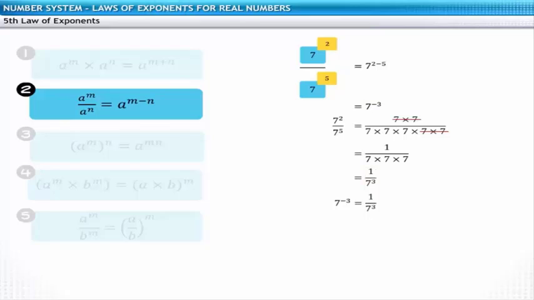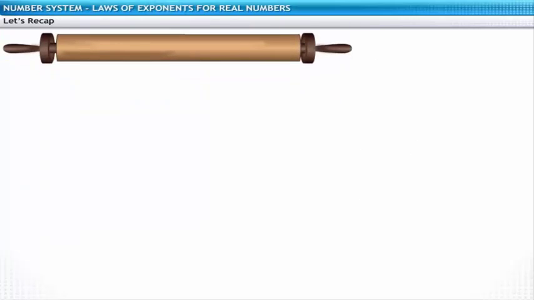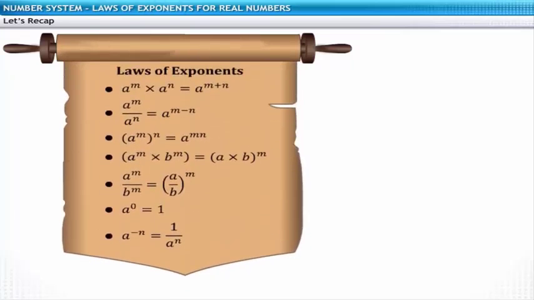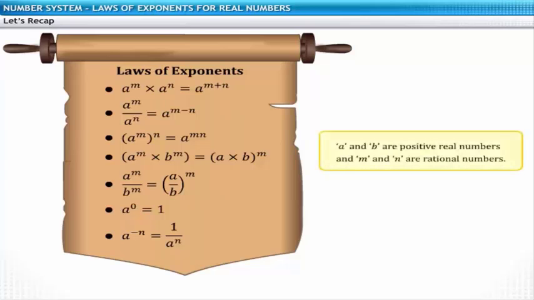With this, we arrive upon another important generalization. Any real number raised to a negative exponent is equal to the reciprocal of that number raised to an equivalent positive exponent. This brings us to the end of the lesson on the laws of exponents. To summarize, we have verified that all the laws of exponents can be applied to real numbers. Here, a and b are positive real numbers, and m and n are rational numbers.